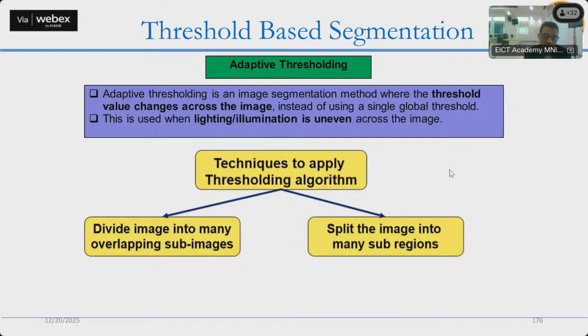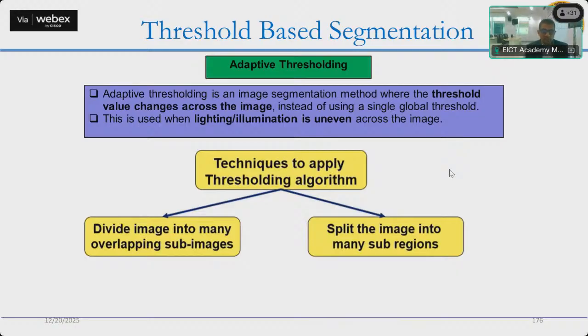Now coming to adaptive thresholding. Adaptive thresholding is where the threshold value changes across the image, instead of using a single global threshold. As we said, it is based upon the local pixel value. Here the threshold value changes across the image. This is used when lighting is uneven across the image.